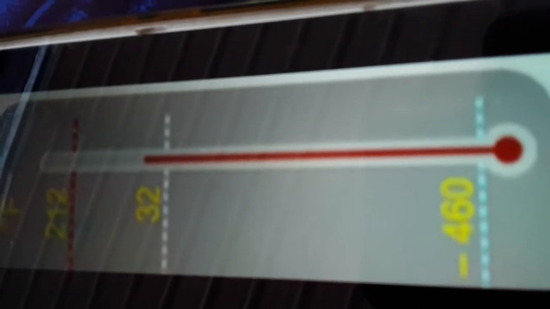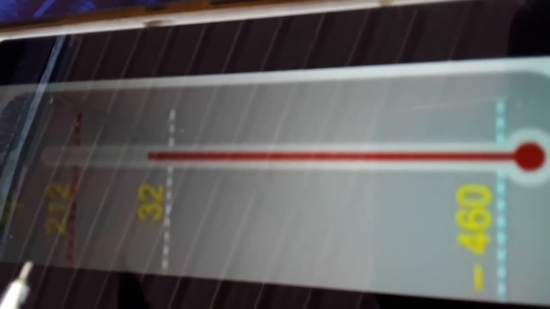Look at this picture, the Fahrenheit scale, given in degree Fahrenheit. This is the freezing point, that is 32 degree Fahrenheit. This is the boiling point, that is 212 degree Fahrenheit. In between, the interval is divided into 180 parts, from 32 to 212. The freezing point of the Fahrenheit scale is 32 degree Fahrenheit, and the boiling point is 212 degree Fahrenheit.